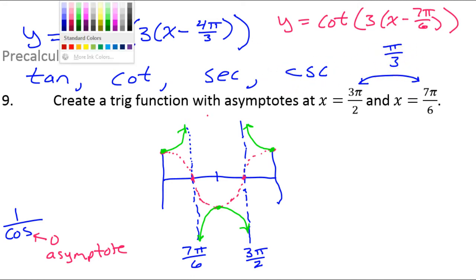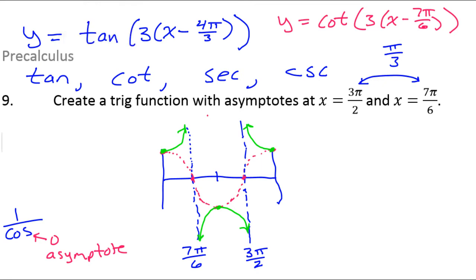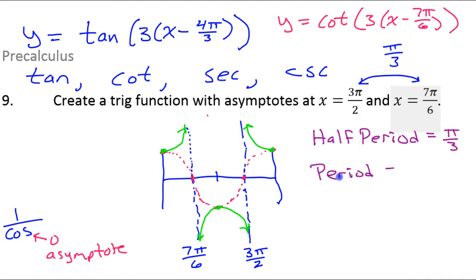So that means half the period is pi over 3. In that case, the period must be twice as big as this. If half the period is pi over 3, then the full period must be 2 pi over 3. And if the full period is 2 pi over 3, then I should be able to use that little formula to find the b value.